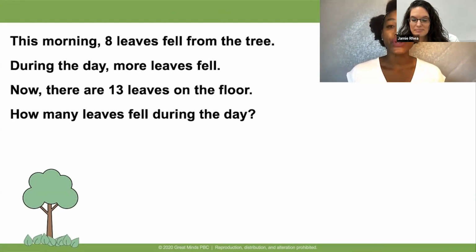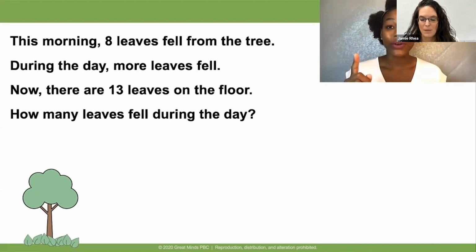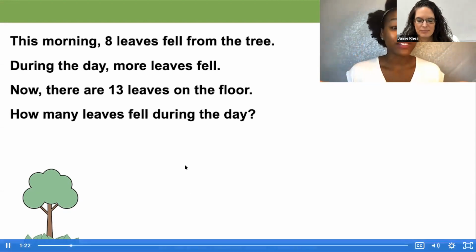Now there are 13 leaves on the floor. That one was different for us. How many leaves fell during the day? We know how to do this, don't we? Pause the video now to solve. Okay. To find how many leaves fell during the day. All right, let's pause and look at it. This is just like our application problem we just did, guys, only this one gives us all the information.